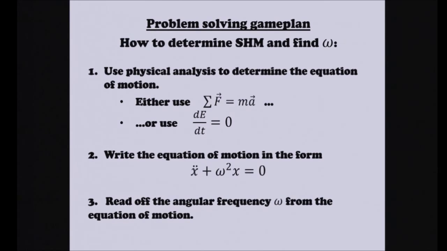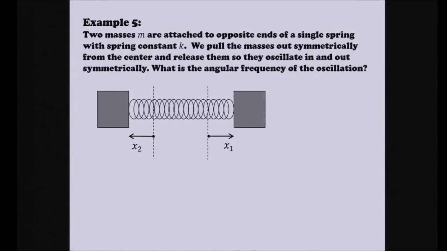Okay. All right, so here we're going to pull our masses back. We're going to pull the right one by some distance x1 and our left one by some distance x2. So if these are identical masses, what do we think we can say about x1 and x2? How much each one's going to stretch the spring? They're going to be equal, right? That's nice. Okay, so the way I want to solve this problem is with the dE dt method.